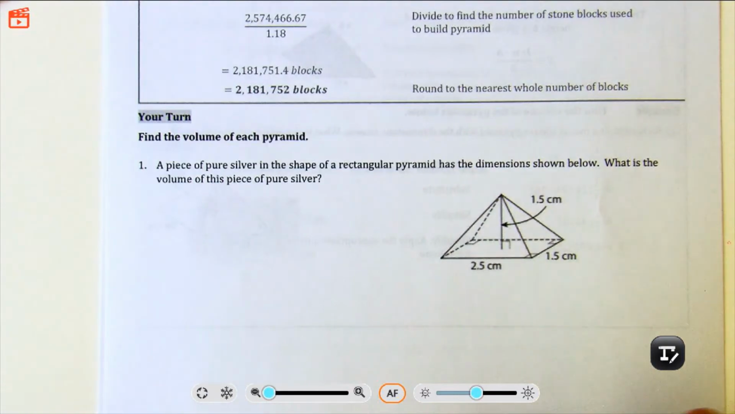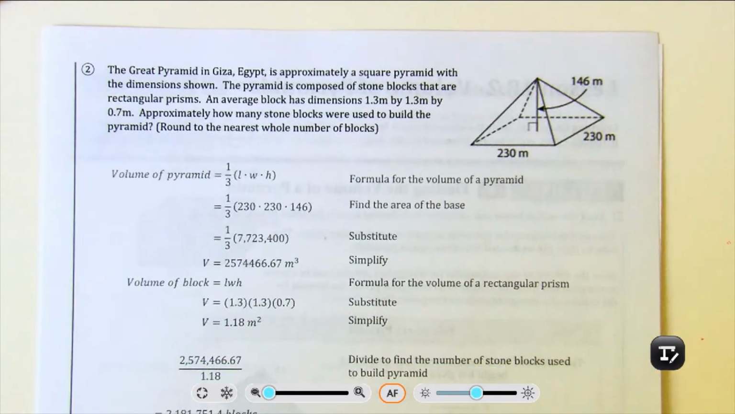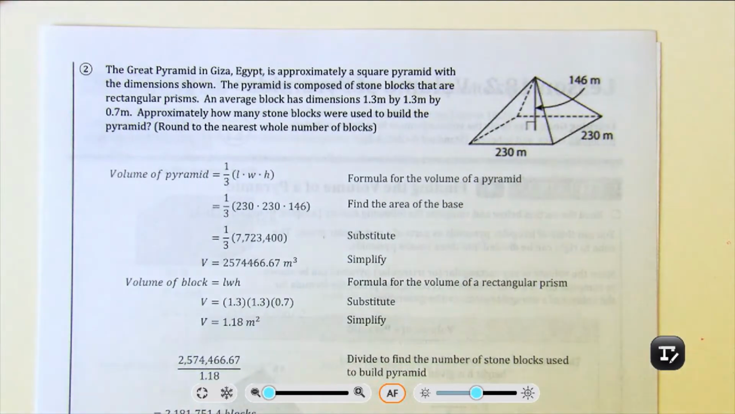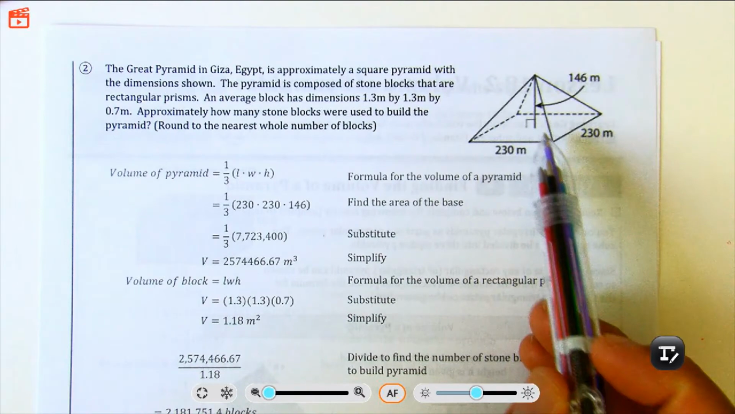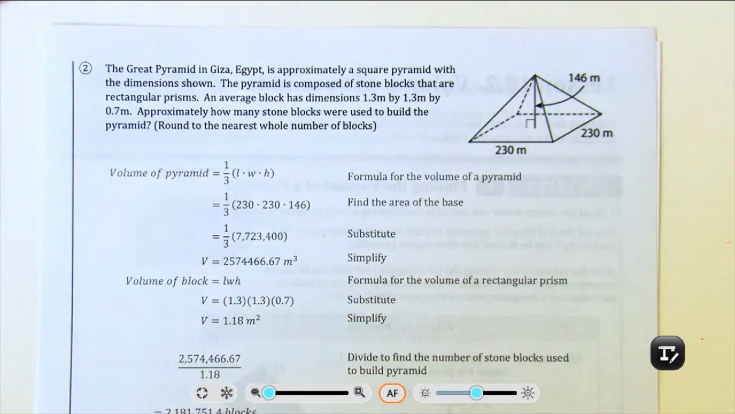Okay, for the next example, the next example is based off the Great Pyramid in Giza in Egypt. They're telling us that that's a square pyramid with dimensions shown. So 230 meters by 230 meters and a height of 146 meters. They tell us that an average block, so a block that forms the pyramid, has dimensions of 1.3 by 1.3 by 0.7 meters.